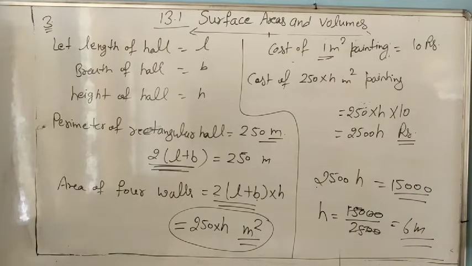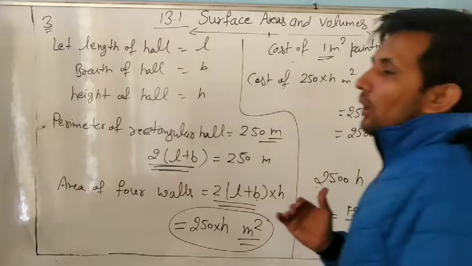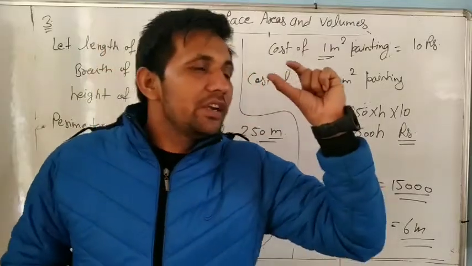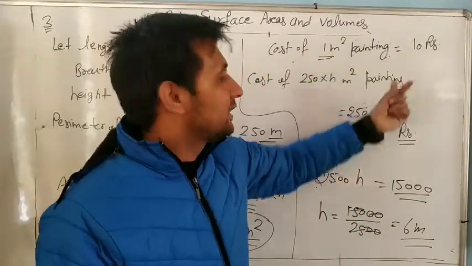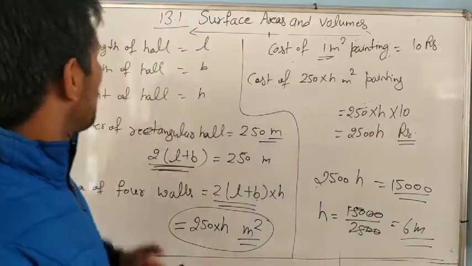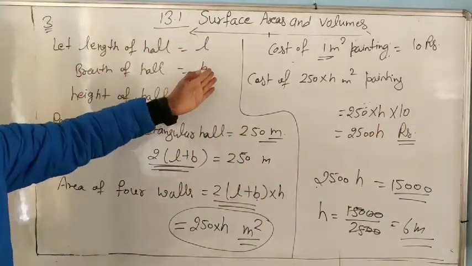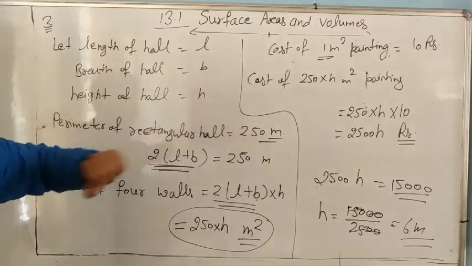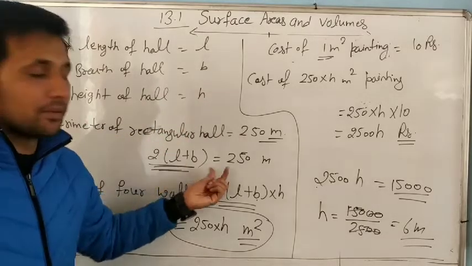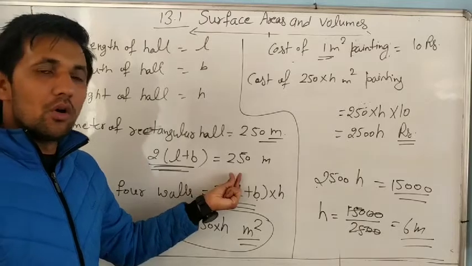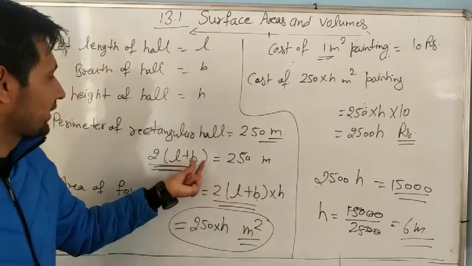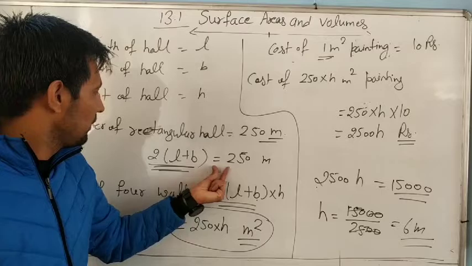So only one thing to remember, the total cost. How can we find it? First we find the total area of the 4 walls and then multiply by 10. That is the total cost. So the length of the hall is L, breadth is B, height is H, and we find the perimeter. It is the perimeter of the rectangular hall.